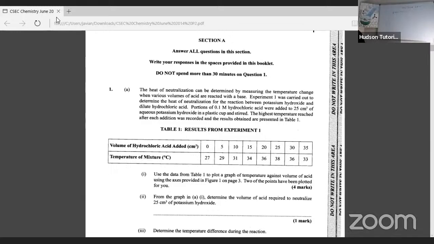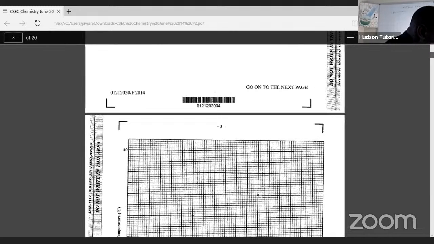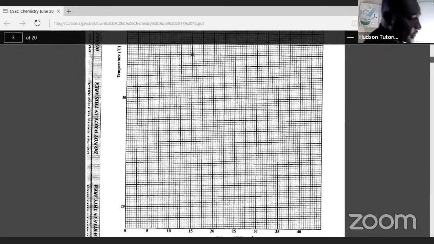All right, so let's go now, guys. The first question says, use the data from Table 1 to plot a graph of temperature against volume of acid, right? So it's temperature against volume of acid using the axis provided in Figure 1. So what we're going to do now is scroll to Figure 1. So let's scroll to Figure 1, right? Right? So it's a graph here.